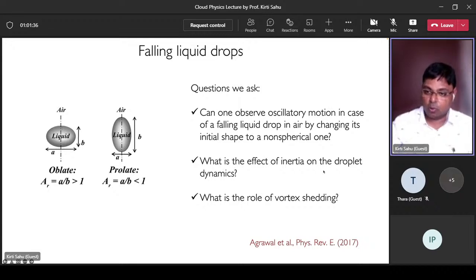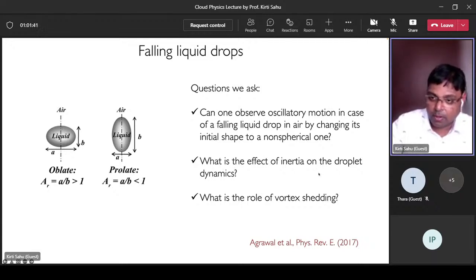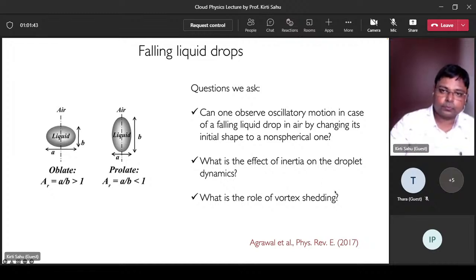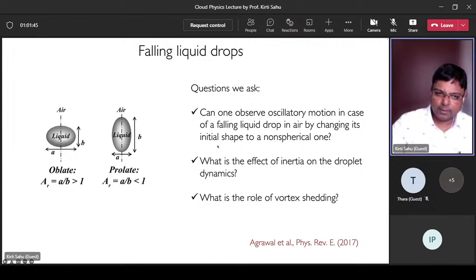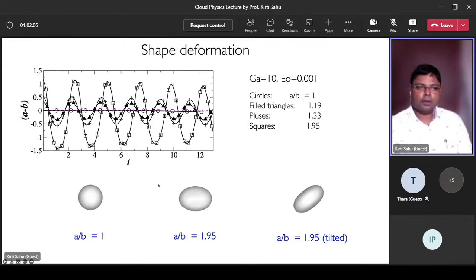And what is the role of vortex shedding, which is the main cause behind the wobbling motion in the case of a bubble? In order to answer these questions, we have considered two shaped droplets. One is oblate, wherein the horizontal diameter is bigger than the vertical diameter, and the other is prolate, wherein the horizontal diameter is smaller than the vertical one. And this is from our numerical simulations.